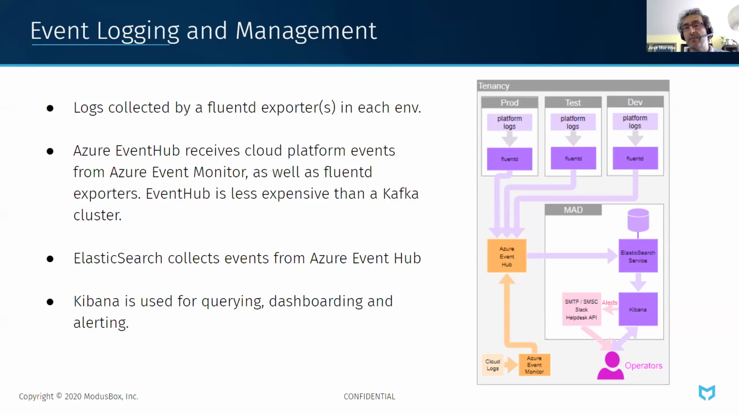This is a very similar picture to the one that Steve showed before. The main difference is below. You can see in orange some Azure specific components, the most important one being the Azure Event Hub. This is an Azure service that collects logs coming from different sources, including some native Azure offerings.